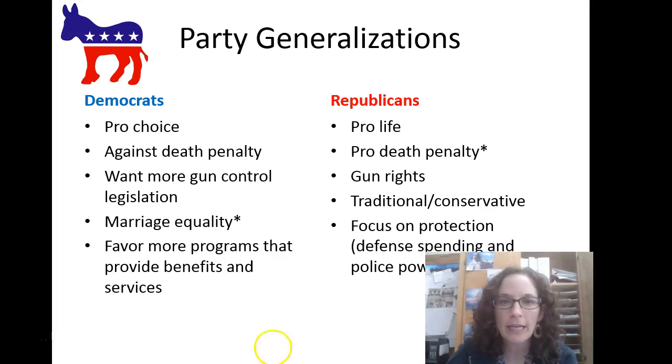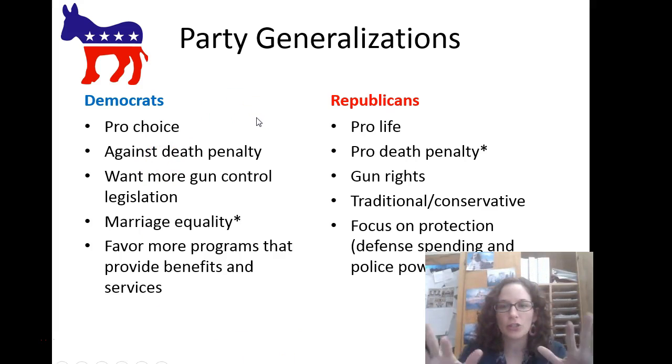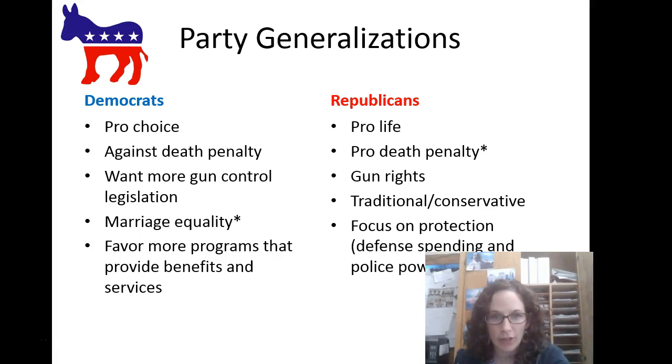So right now what I'm showing you is some generalizations. So I'll let you copy this, pause it, copy it. So you can see there's some differences. Generally Democrats are pro-choice, Republicans are pro-life. Now if you're a Democrat, that doesn't mean you have to like everything on this side. There are plenty of pro-life Democrats and some pro-choice Republicans. So these are just generalizations.